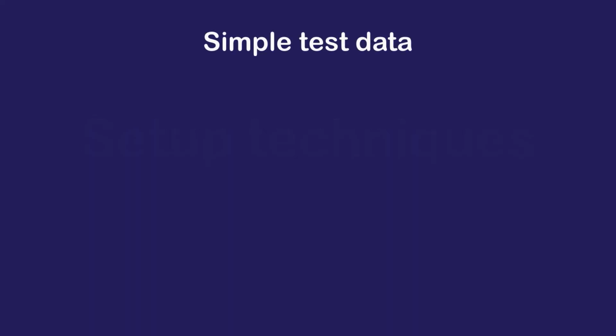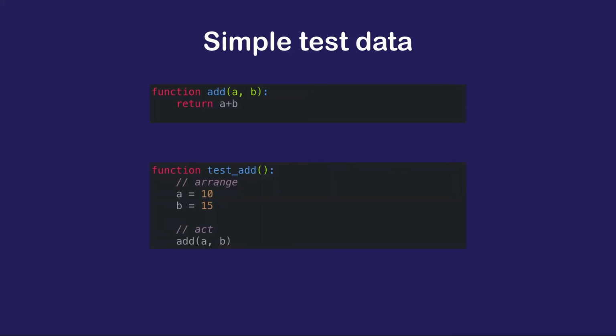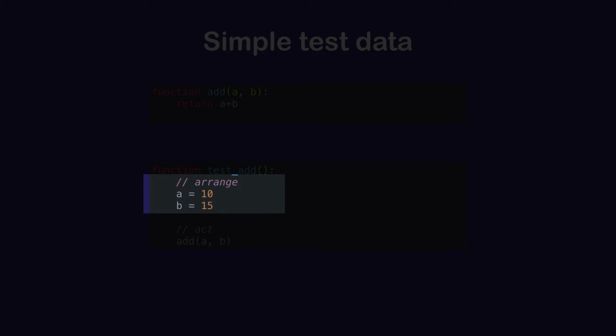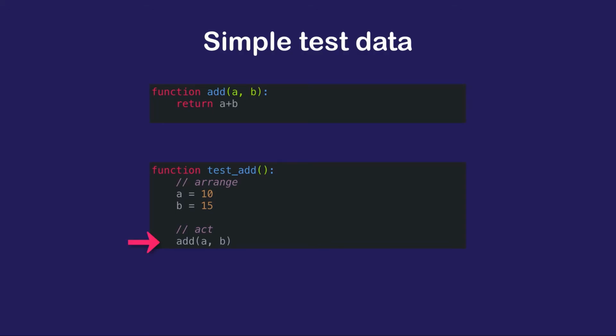Now let's look at some of the setup techniques. The first setup technique that we are going to see is simple test data. With this technique, when we need data, we just create variables with the data and use them within the unit test. Consider an example of testing a function that adds two numbers. To test this function, we need two input data. We can simply create two variables with the data in our test function and use them as arguments for the add function.